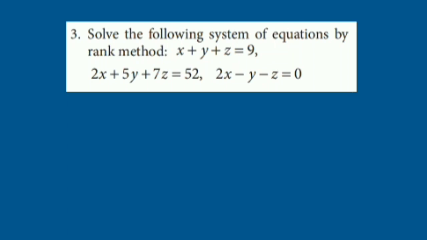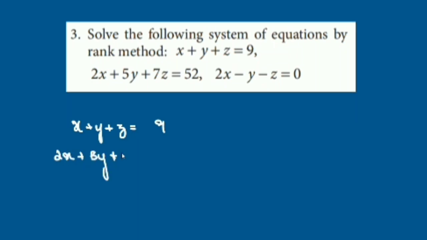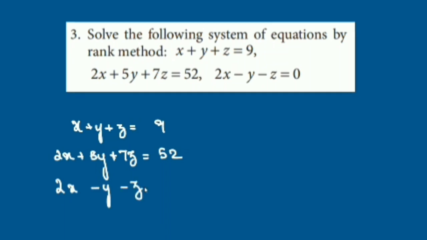Today we learn how to solve linear equations using the rank method. These are the set of linear equations: x plus y plus z equal to 9, 2x plus 5y plus 7z equal to 52, 2x minus y minus z equal to 0.